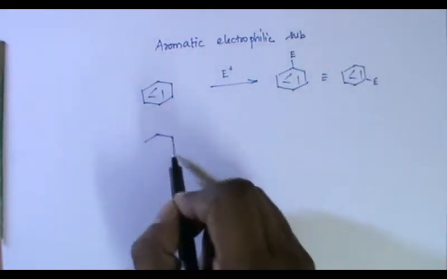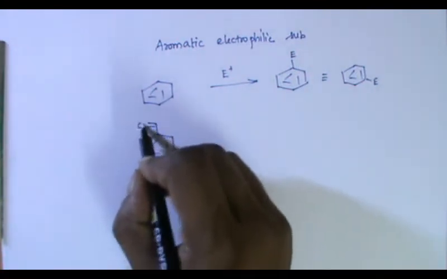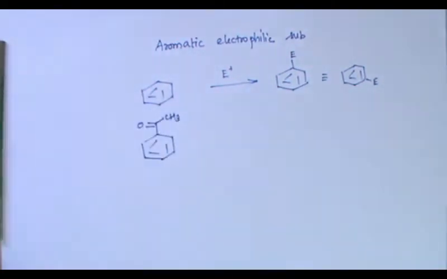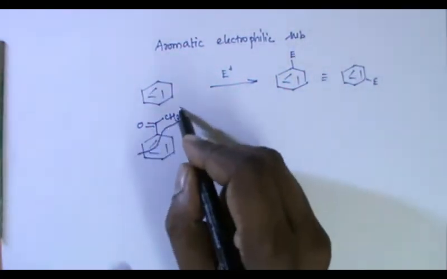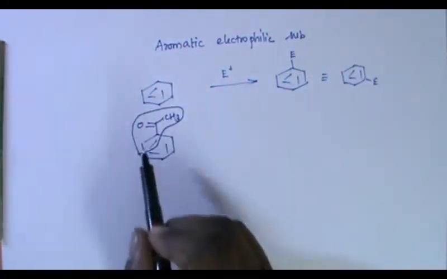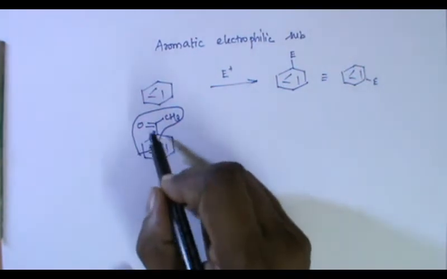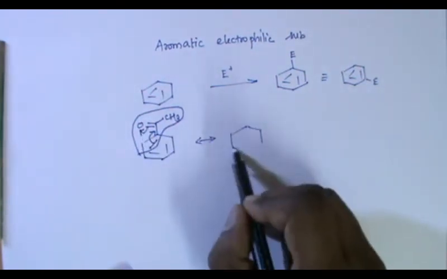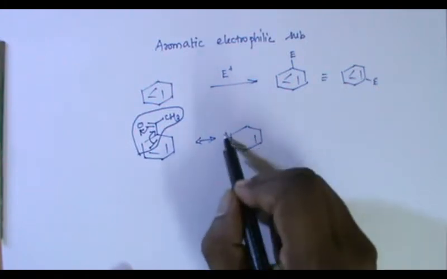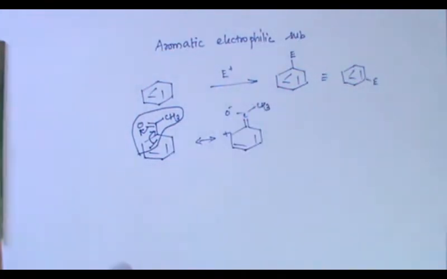But if I introduce some group like this, now look at this system. It is nothing but an alpha beta unsaturated ketone. So this bond can be involved in resonance. So what we get is this intermediate.